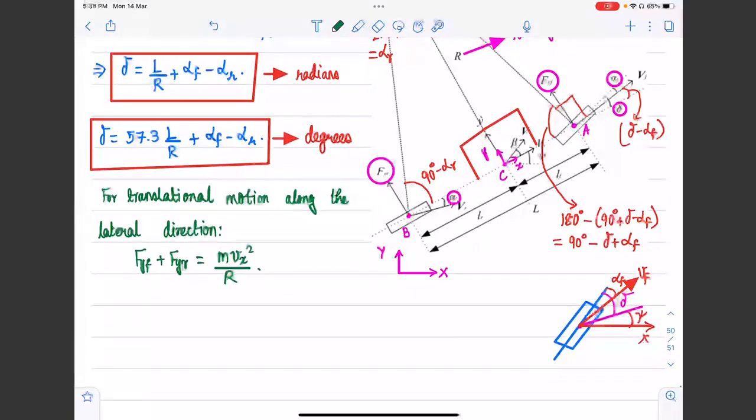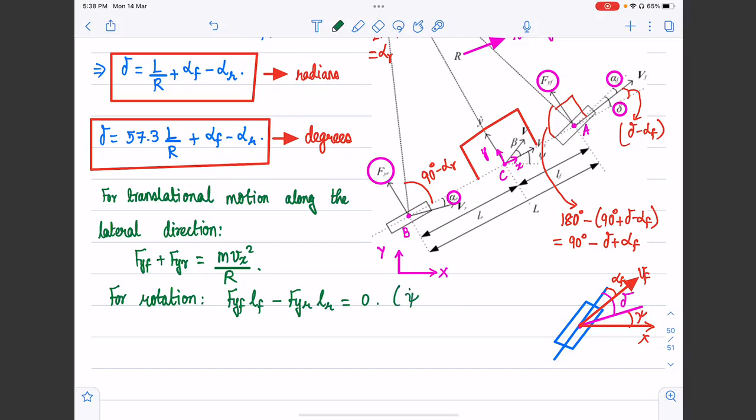Now for rotation, once again, I times psi double dot should be equal to the torque. However, as we saw, psi dot is a constant. So for rotation, the net torque, Fyf times Lf minus Fyr times Lr, is equal to I times psi double dot, but psi double dot is 0. That is why we are getting this equation, equal to 0.